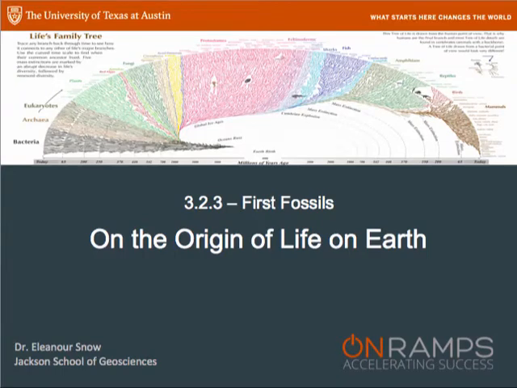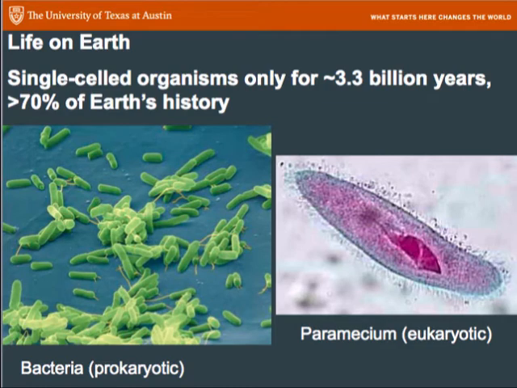Ever wonder how we got life on Earth? We're going to explore that now. For most of Earth's history, 3.3 billion years, only single-celled organisms lived here. How did they form originally? What changed to allow multicelled organisms to evolve?